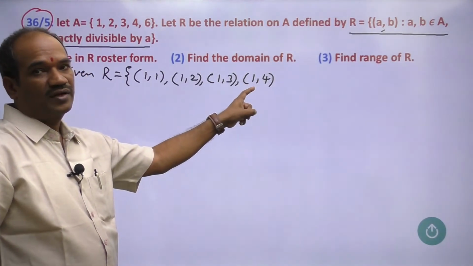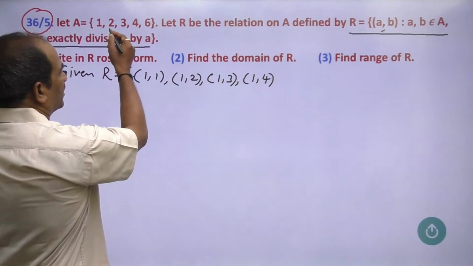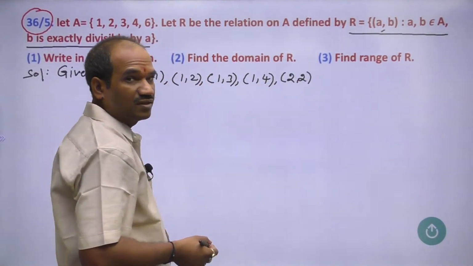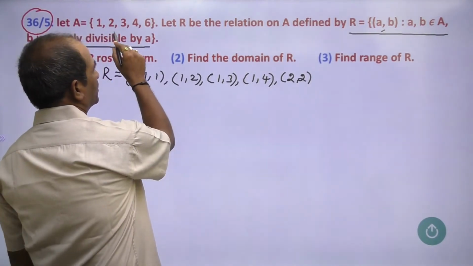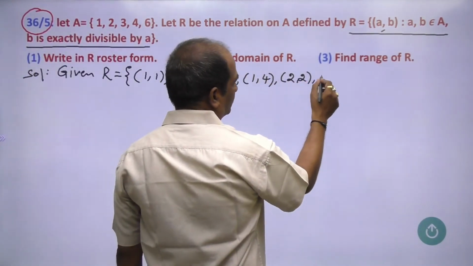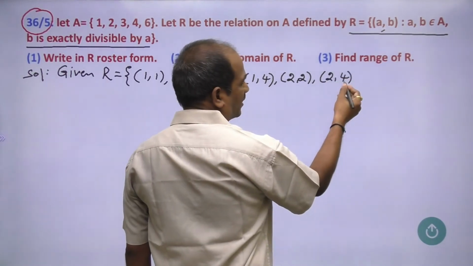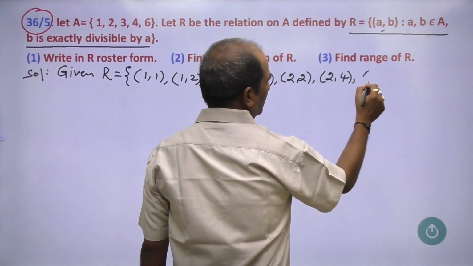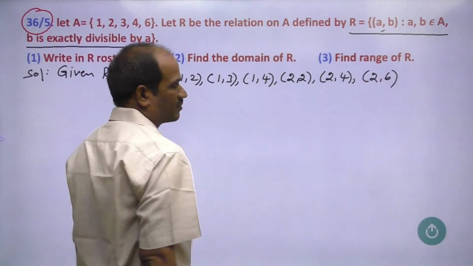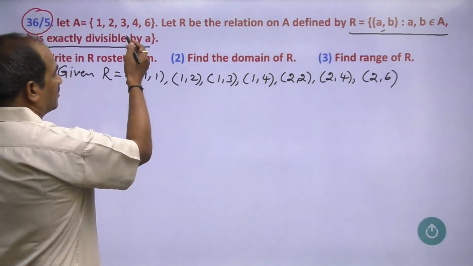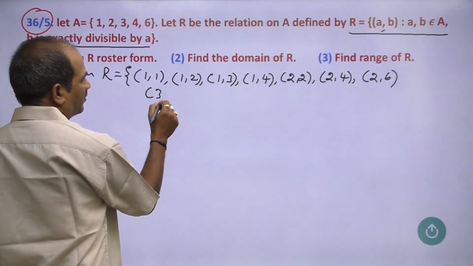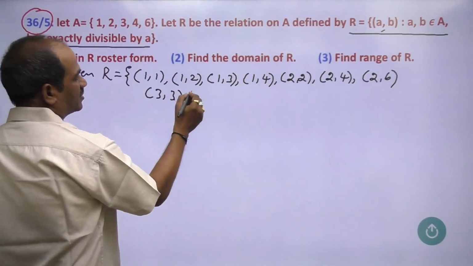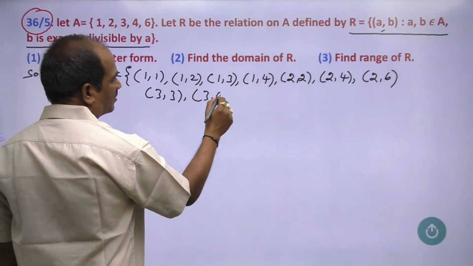Next, take 2. 2 divides 2, and 2 divides 4 also. 4 is exactly divisible by 2. 2 divides 6 also. Next, take 3. 3 divides 3, and 3 divides 6 also, so that is (3, 6).